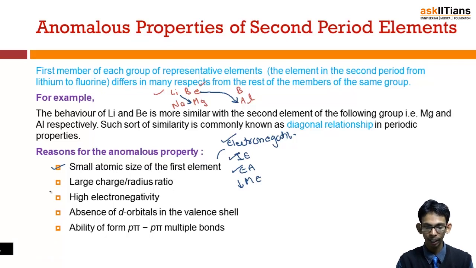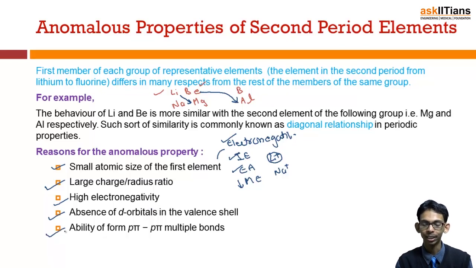Again, the second factor is a large charge to radius ratio. Actually the charge is similar on the ion. If we talk about the members of the first group, on lithium there is a +1 charge, and on sodium also there is a +1 charge, but the charge to radius ratio is very large in the case of the first members. Similarly, high electronegativity, as I just discussed. Next is the absence of d orbitals. Lower members of the group have d orbitals, while the first members cannot have d orbitals in their structure. So the absence of d orbitals is also an important factor for why these show some anomalous properties.